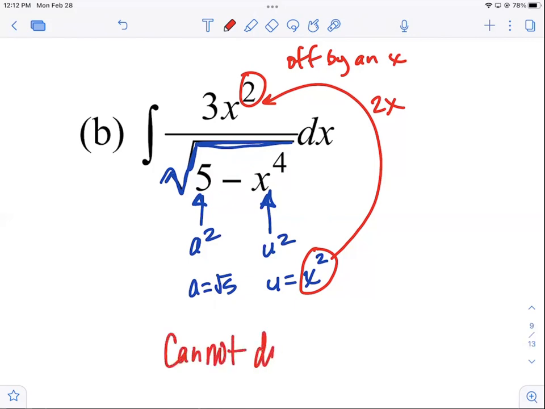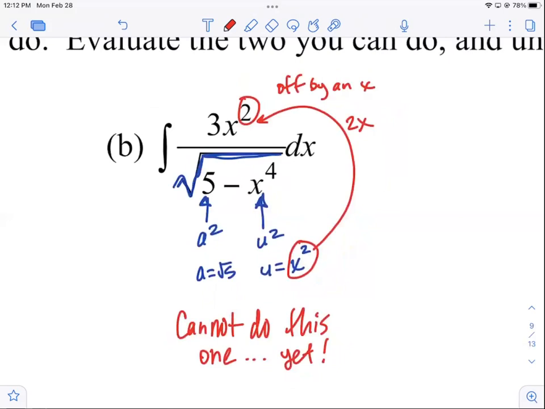Cannot do this one. And I'm going to put "yet." Right? Maybe there's a way later on. Maybe in an advanced method. Season 2 would be after the AP exam. If we learn trig substitution, there might be a way to do it.